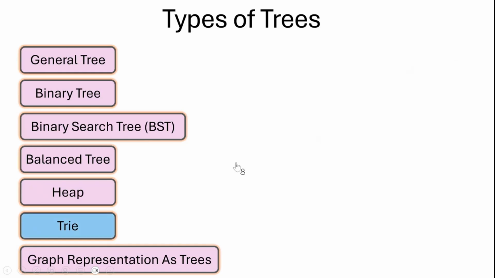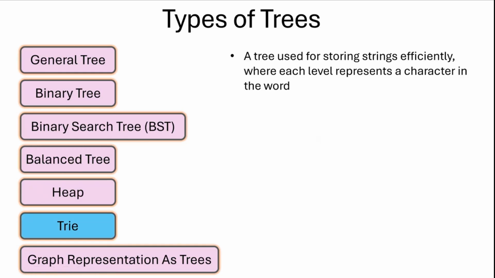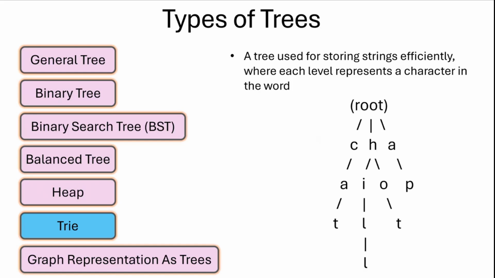The next type of tree is a trie. A tree used for storing strings efficiently where each level represents a character in the word. For example, if you see that for the word cat, C, A, T are stored as different nodes. Right?